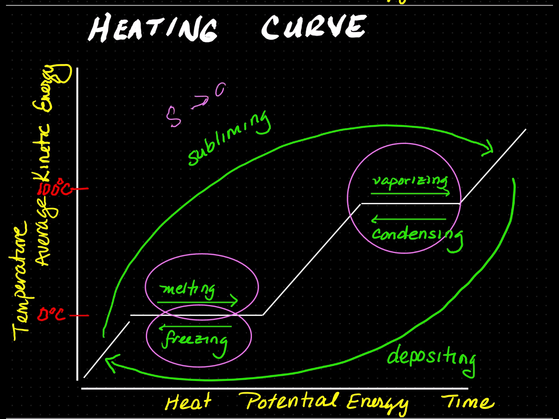Solid to gas is called subliming. An example of that is CO2. You see it in the solid state, CO2 ice, and gas. You do not see the liquid phase. The opposite of subliming is depositing. So we're going from gas to solid.